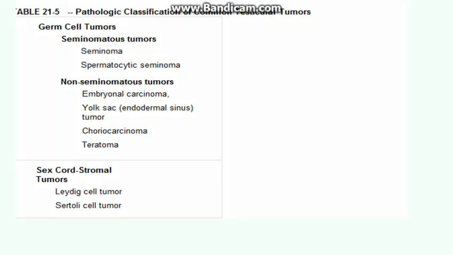Going to the classification. The classification includes germ cell tumor and sex cord stromal tumor. The germ cell tumor can further be divided into seminomatous tumor, in which seminoma and spermatocytic seminoma are there, and then non-seminomatous tumor, in which embryonal carcinoma, yolk sac tumor, choriocarcinoma, teratoma are there. And in sex cord stromal tumor, there are two tumors: the Leydig cell tumor and the Sertoli cell tumor. We will discuss in this video only the seminoma and spermatocytic seminoma.